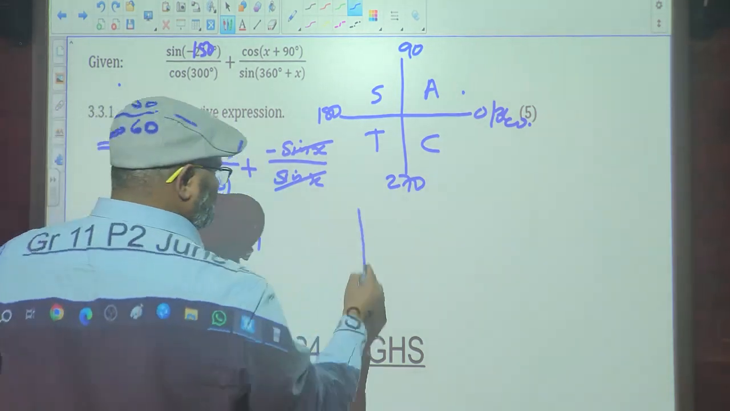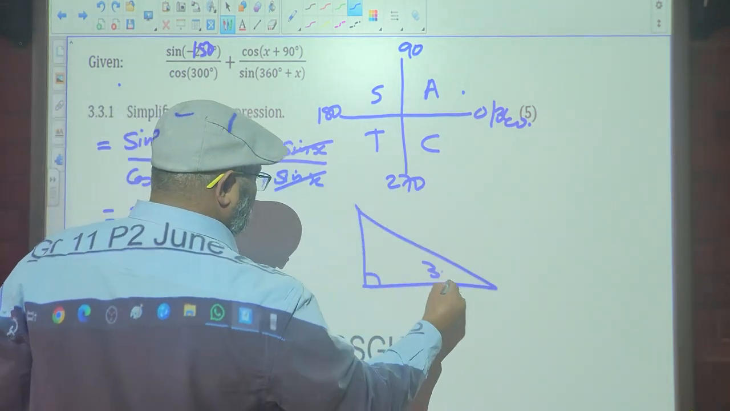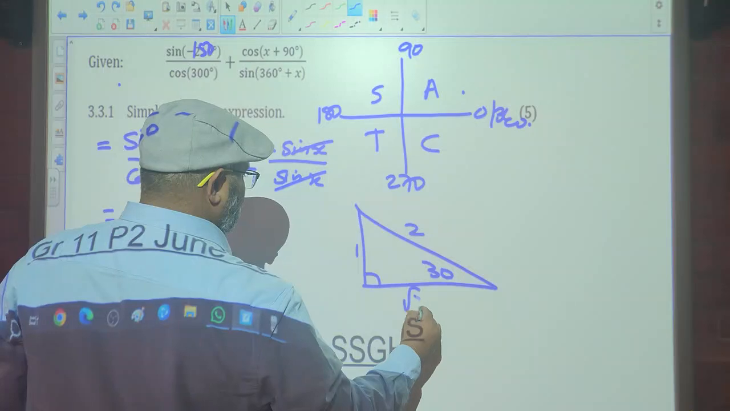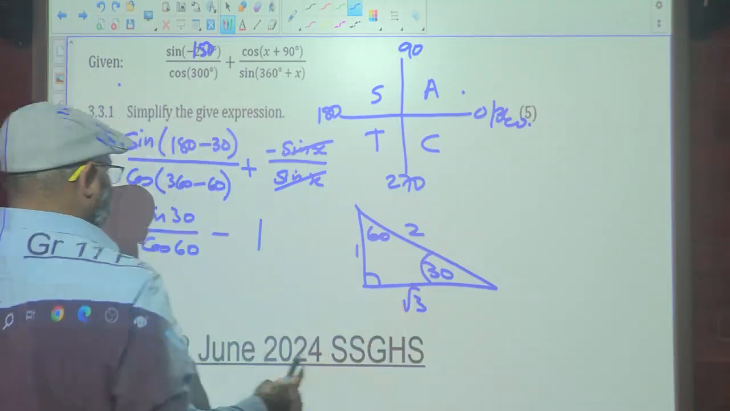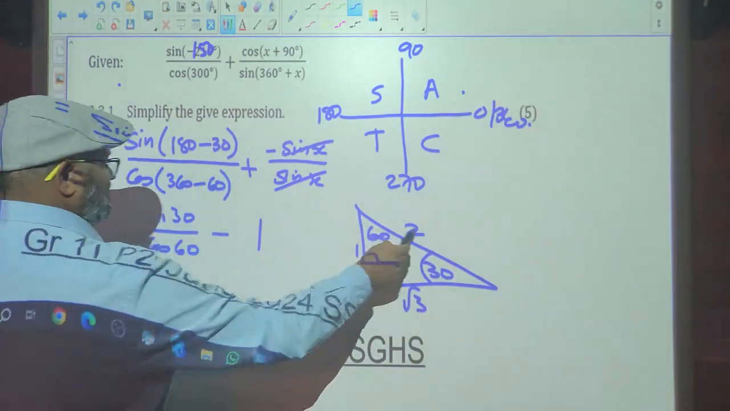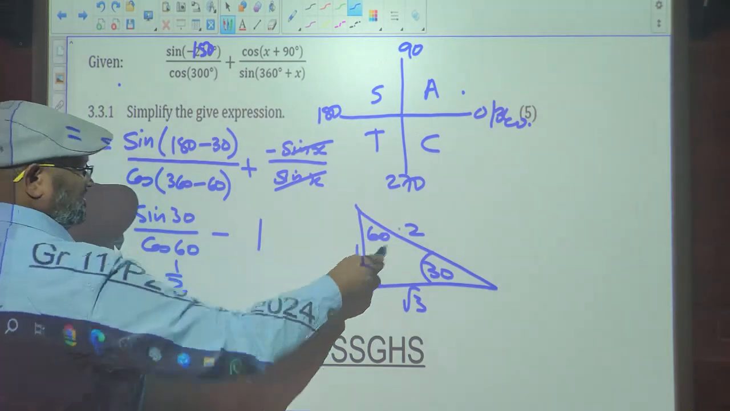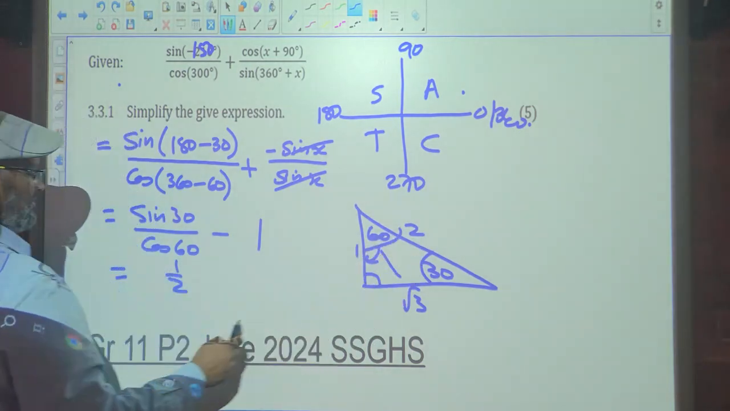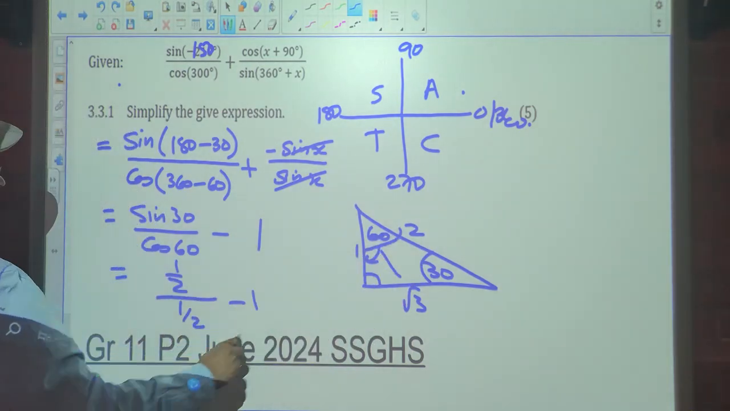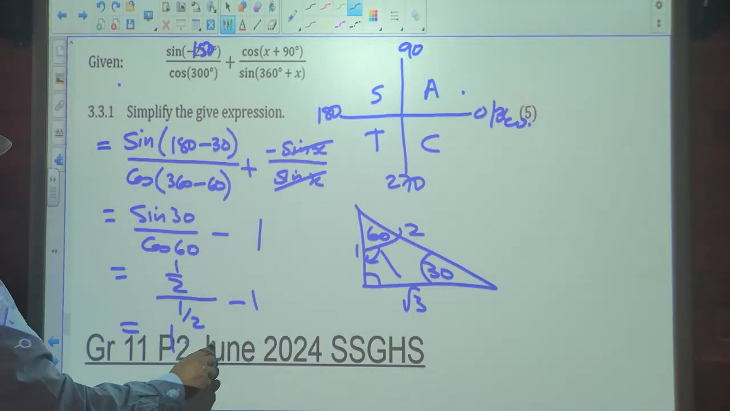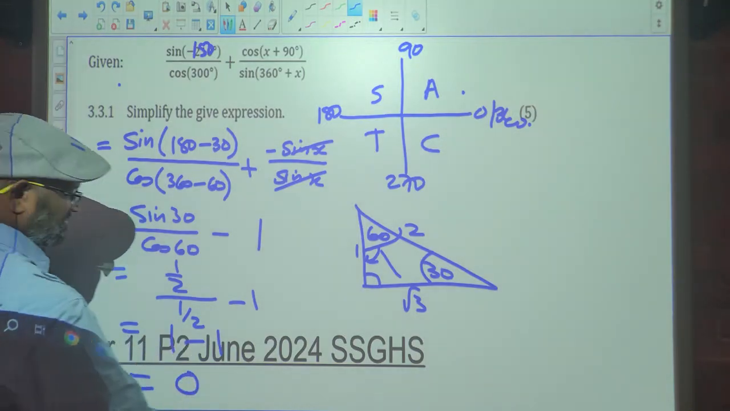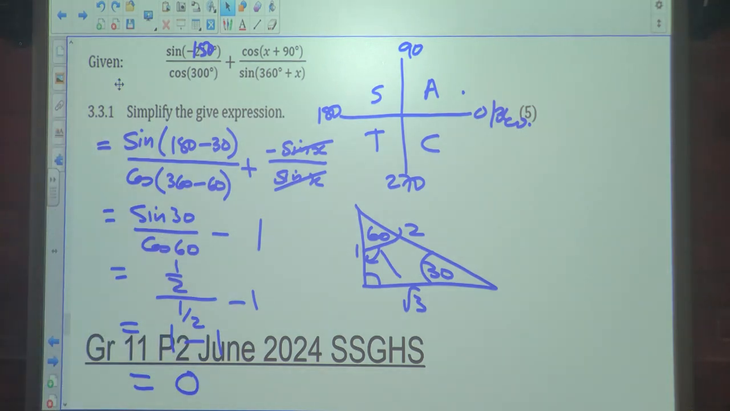So that takes you to your special triangles there, which is 30, 1, 2, root 3, and 60 of course. So sine of 30 is 1 over 2, cos of 60 is adjacent over hypotenuse, also 1 over 2, minus 1. Half divided by half is 1, and 1 minus 1 of course is 0. Okay.